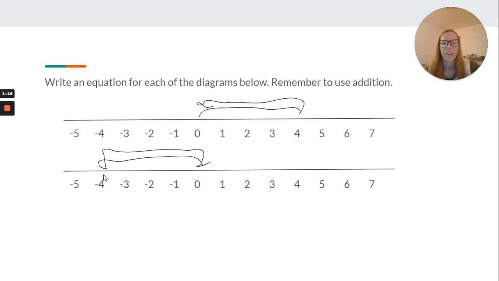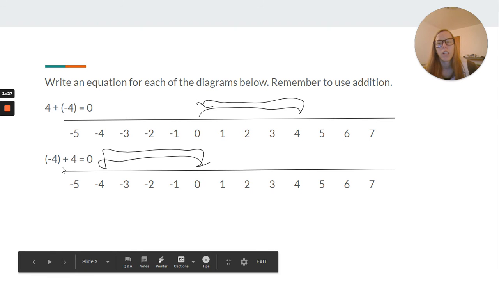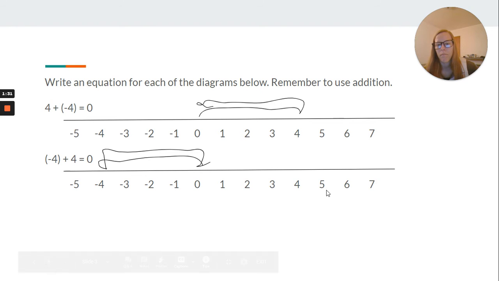I'm actually going to go back so you can't see the next one real quick. Now this one's kind of the opposite. We're starting at 0, going to negative 4. So we have negative 4 plus something, and then we go back down to 0. So basically just rearrange them. Okay?